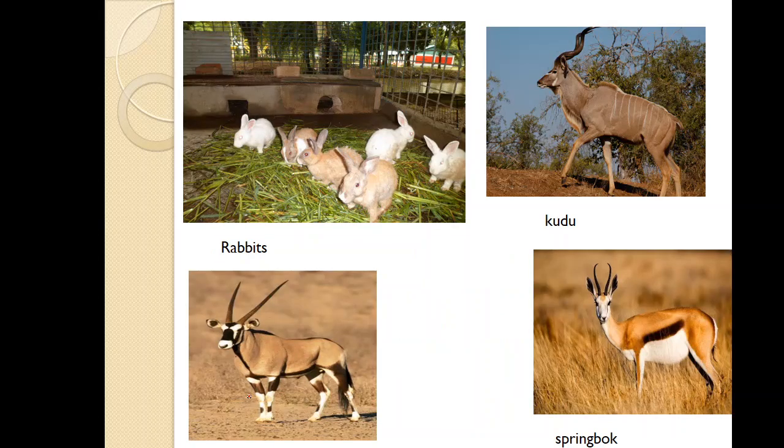Okay. And these are the rabbits, rabbit farming, and different types of game. We have the kudu, the springbok, and also the oryx.